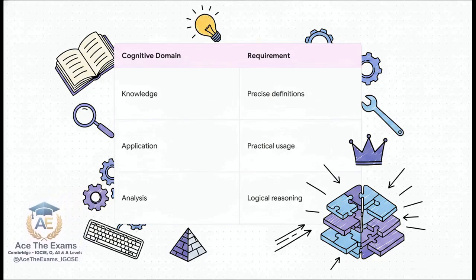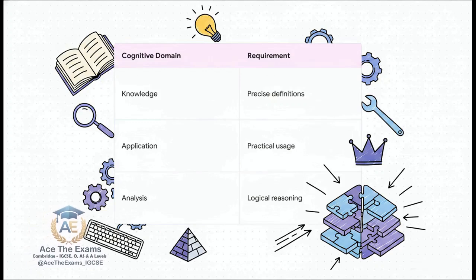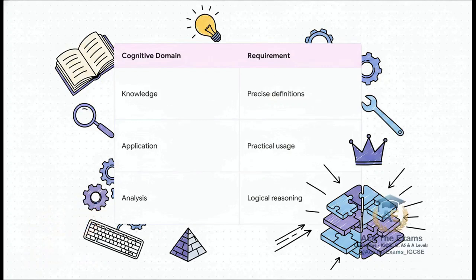Look at the top row, knowledge and understanding. This is your baseline, requiring precise definitions. If you just define what a Trojan horse is, you're sitting here. The second row is application, showing the practical usage of those concepts in a scenario. But that third row? Analysis. That is where the magic happens, and it requires logical, structured reasoning.